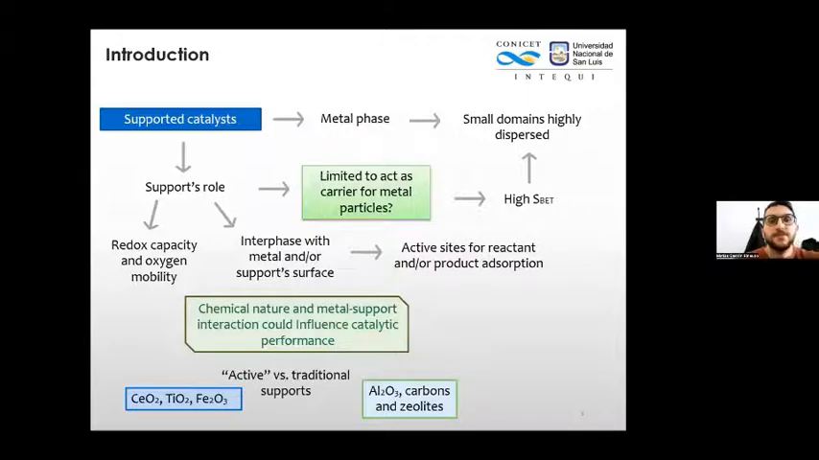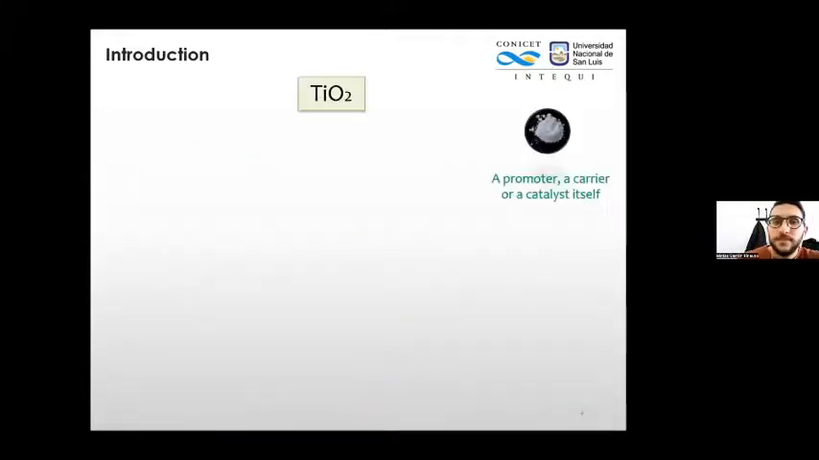So we have so-called active supports versus traditional supports. In the active ones, we have reducible oxides like cerium oxide, titanium oxide, and also iron oxide. In the case of traditional supports, we have alumina, which is more of an inert one, some carbons, and the well-known zeolites. So to sum up, the rational design of the catalyst should take into account the importance of the support. And then we can go further.